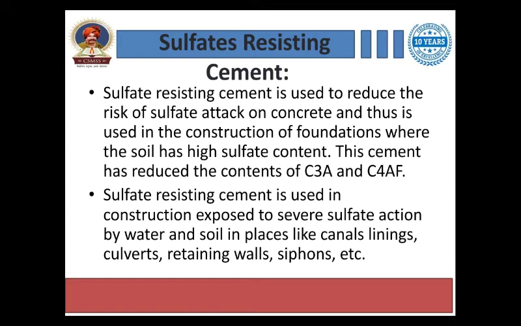Sulfate resisting cement is used in construction exposed to severe sulfate action by the water and soil in place like canal lining, culverts, retaining wall and siphon etc. It means for the water resources works, which are included in irrigation purposes, right? We use this type of cement there.